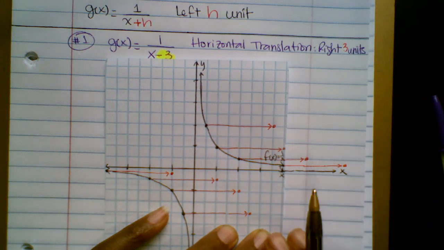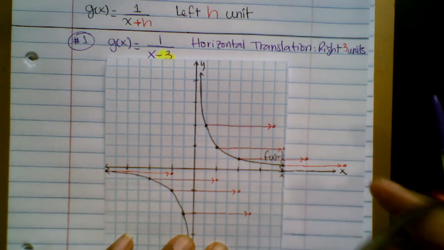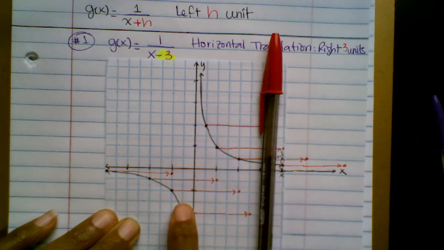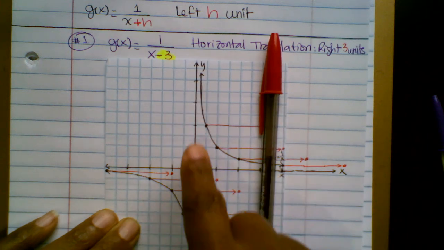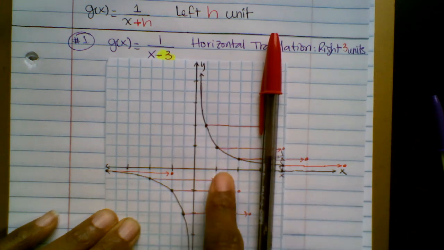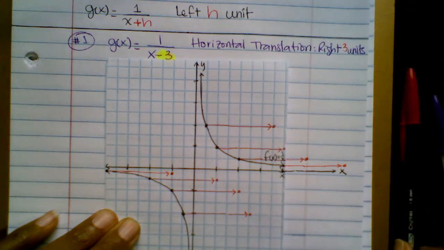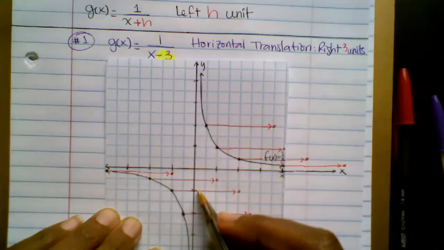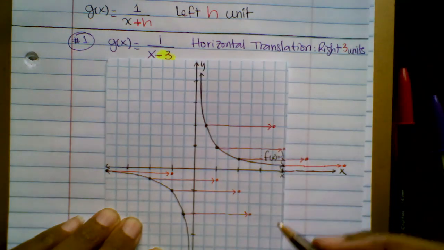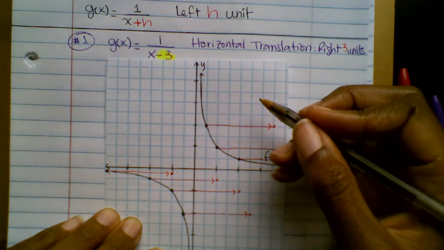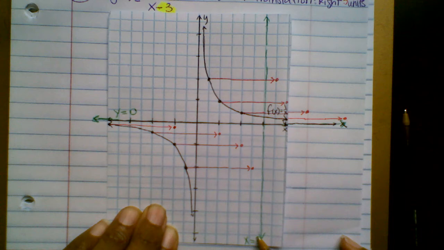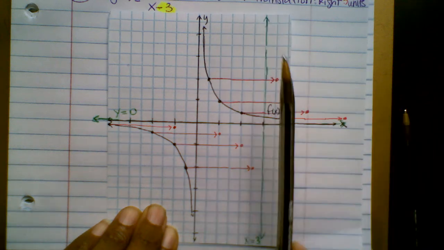But before you connect the dots, you see the parent function has been moved 3 units to the right. It means that the vertical asymptote that was at x equals 0 has been shifted 3 units to the right. So the new vertical asymptote is not going to be x equals 0 anymore. It's going to be the line x equals 3. It's a vertical line that cuts the x-axis at 3.